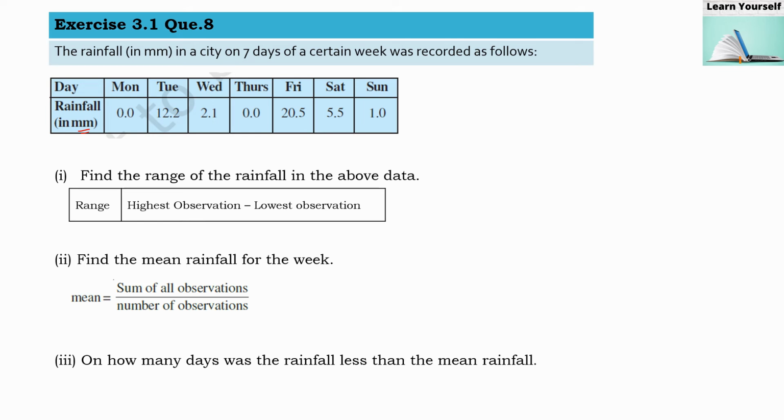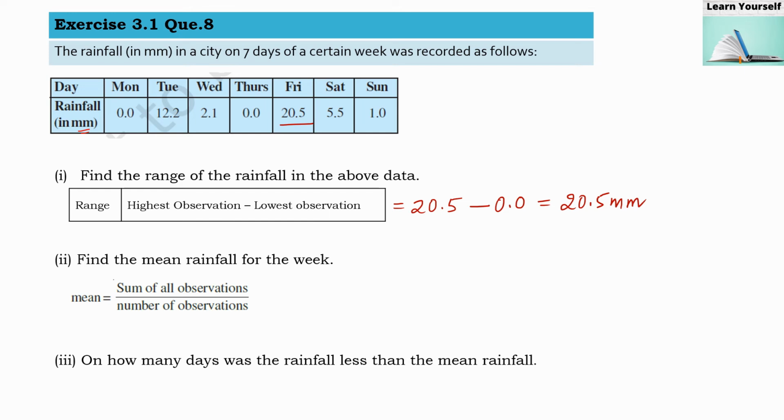What is the range? Range is highest observation minus lowest observation. So here we are going to find the highest observation. This observation is highest, that is 20.5. So 20.5 minus, we check the lowest observation. 0.0 is the lowest observation. When we subtract this, we will get 20.5 mm because it's a rainfall, so we maintain this unit.